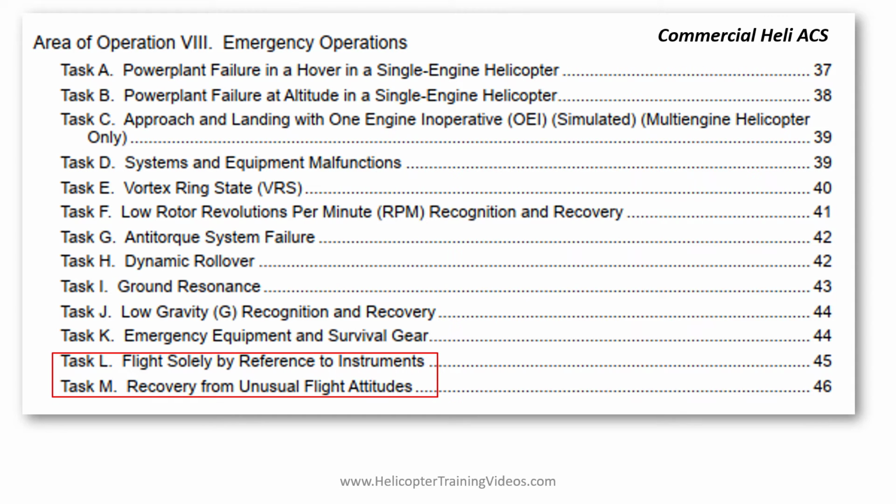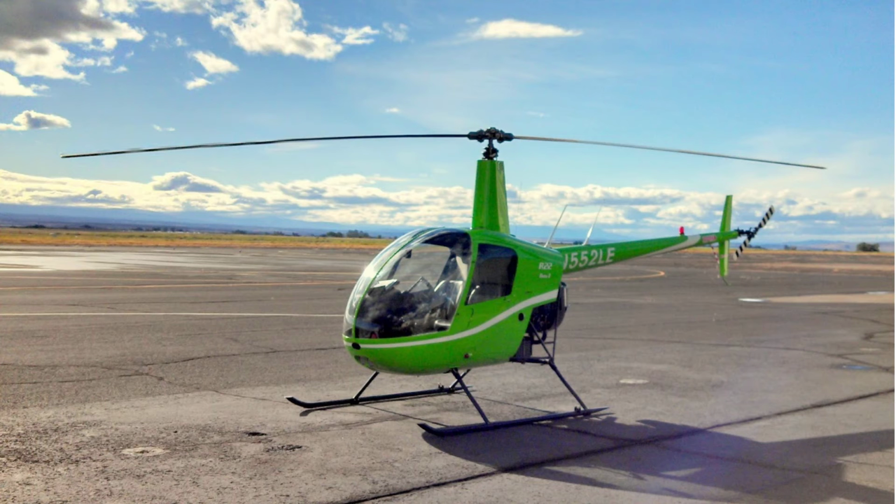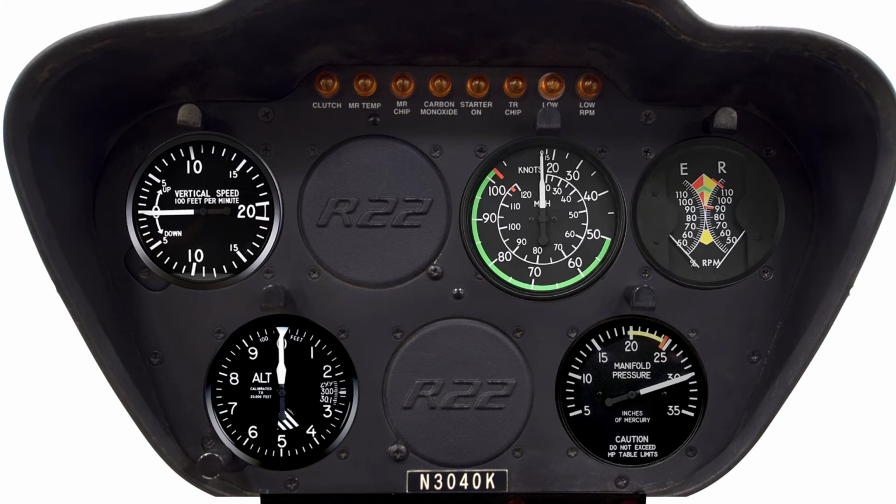Now here's an example from the commercial Helicopter ACS, and here is an example of 2 brand new tasks. This is a bit of a big deal. It's asking us to do flight solely by reference to instruments and recovery from unusual flight attitudes in the commercial practical tests. A lot of flight schools are doing their commercial check rides in an R22, for example, typically without an attitude indicator.